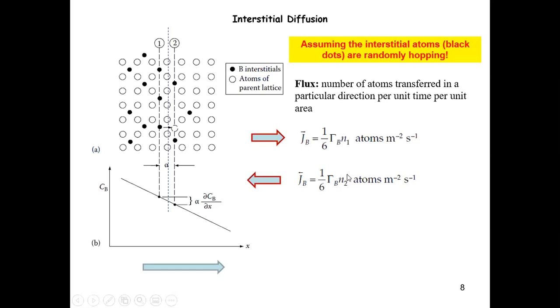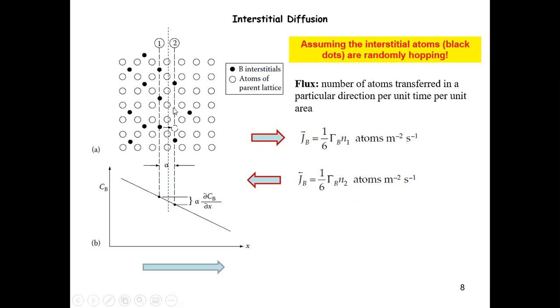atoms that can possibly hop back is now given by the density of the atoms on this particular plane. N2 is the number of atoms on plane 2 per unit area. And this gamma B, again, is the hopping rate, given by the number of hops that each particular atom can do, and the unit for this is per second. Okay, so this is a counterflux.